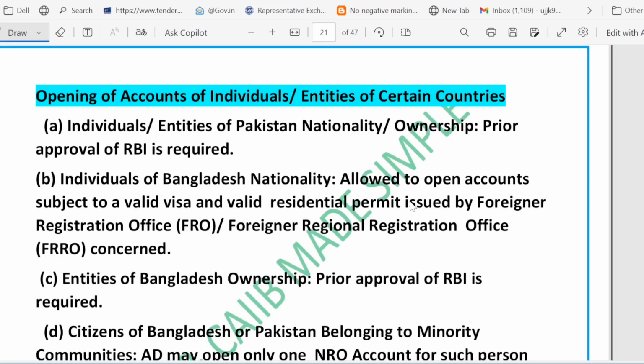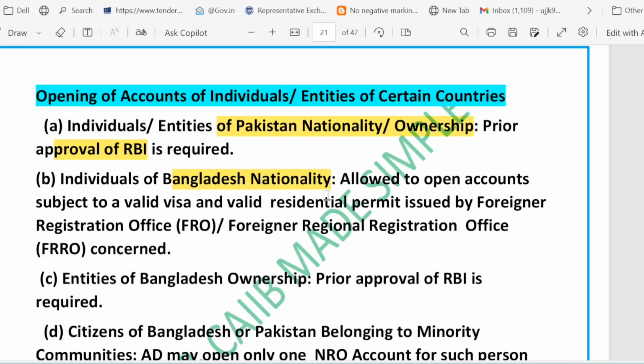Let's understand. Basically, if a person or company is of Pakistan nationality or ownership, or if an entity is of Bangladesh ownership, so two words I am telling you, either Pakistan nationality or ownership, or Bangladesh, right? In both cases, the bank must get prior approval from the Reserve Bank of India. So you can see approval of RBI is required before opening the account. So this is about Pakistan, right? What about Bangladesh nationality?